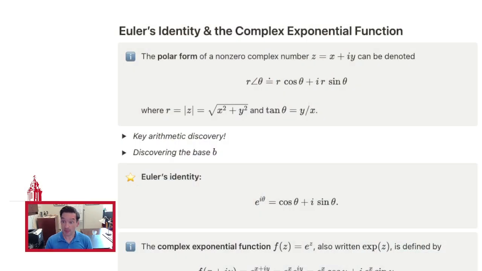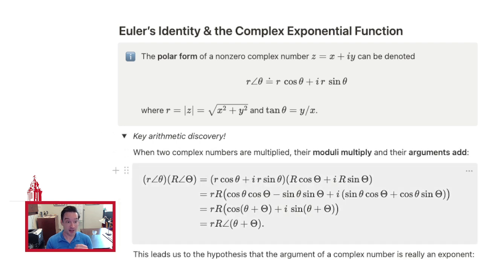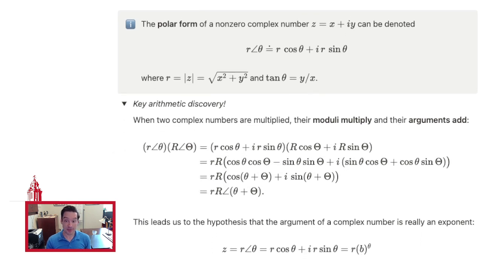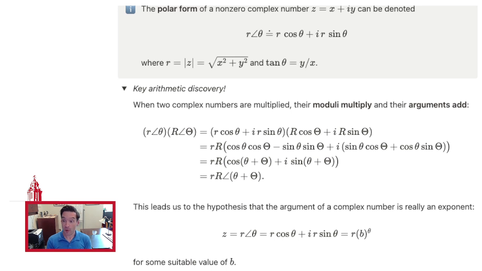So just to recap our hard-won victories from the last couple of videos: by thinking carefully about the properties of the polar form of a complex number, we were able to make this key discovery that when I multiply complex numbers, the moduli of those complex numbers multiply, but the arguments add. And that led us to this hypothesis that the argument of a complex number is really somehow an exponent. And we just needed to figure out what the base of that exponent ought to be.